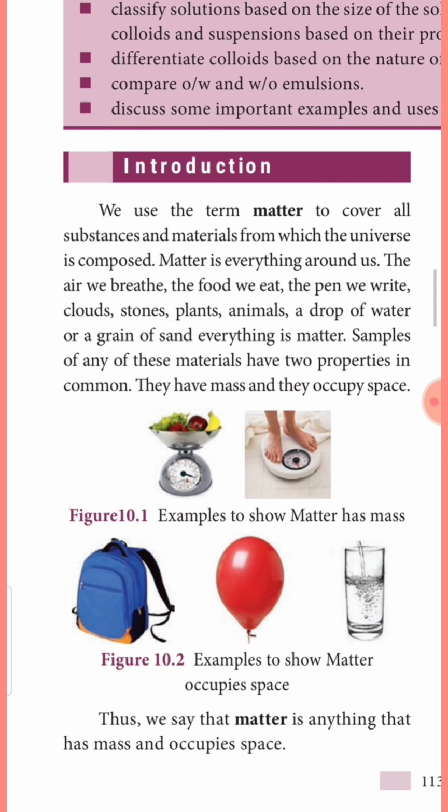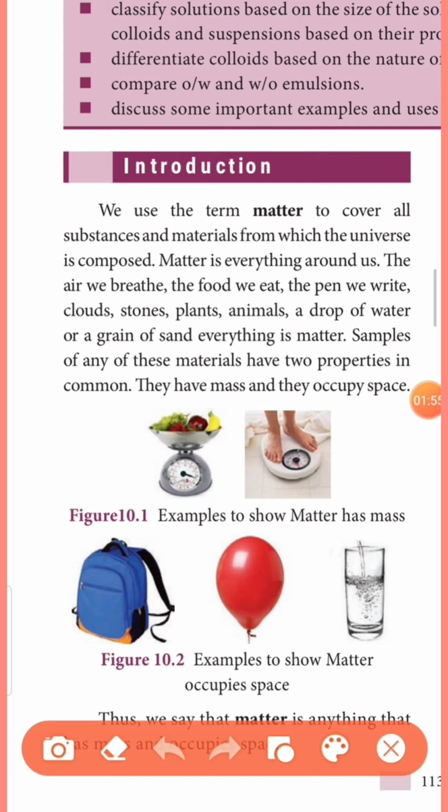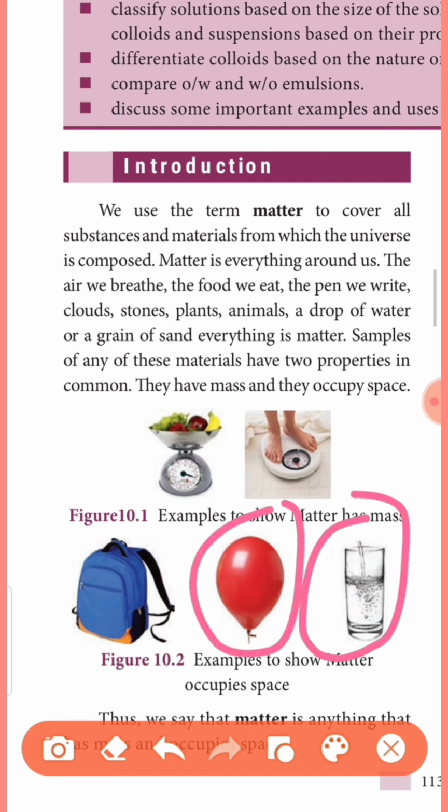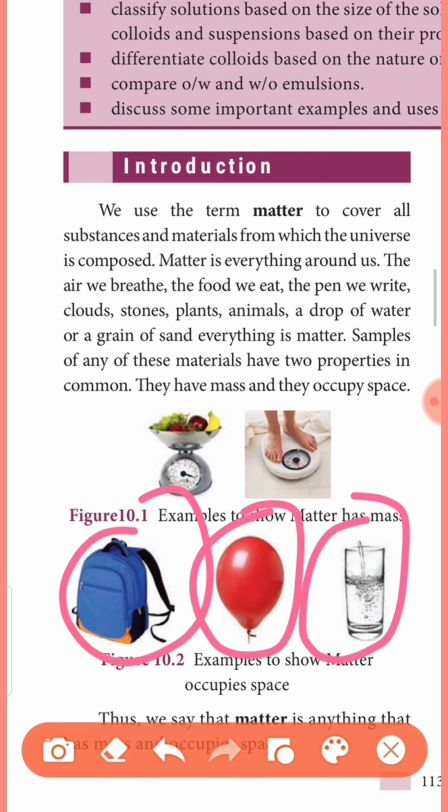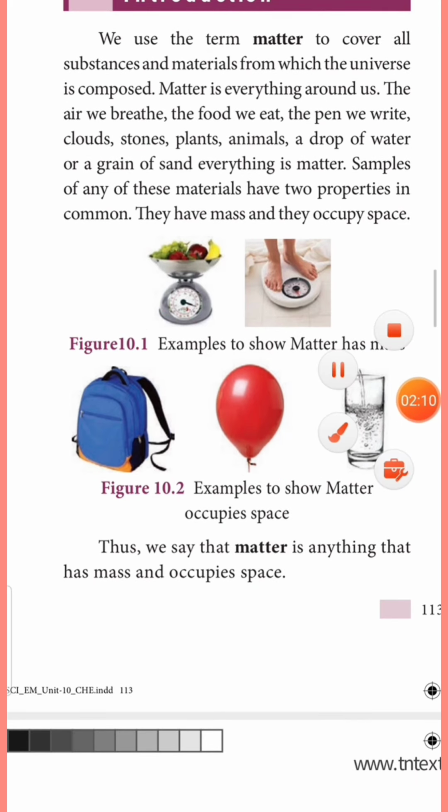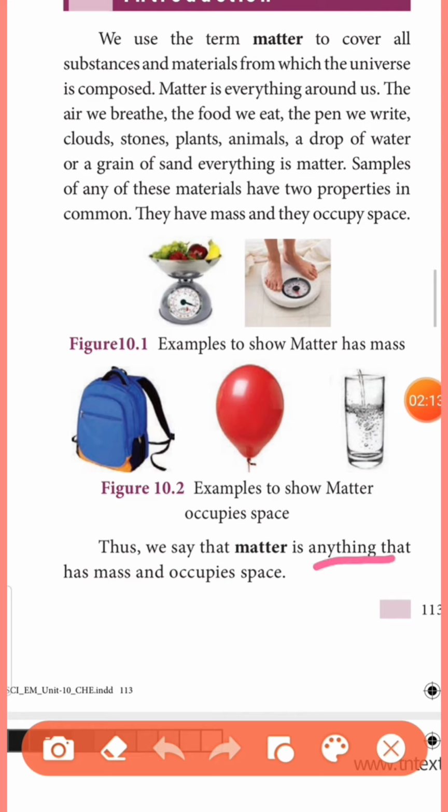The first picture shows you every object will have mass. And the second picture shows you that it may be a solid, gas or liquid, it occupies some space. So what is the definition for matter? We can define matter as anything that has mass and occupies space. This is the definition for matter. Matter is anything that has mass and occupies space.